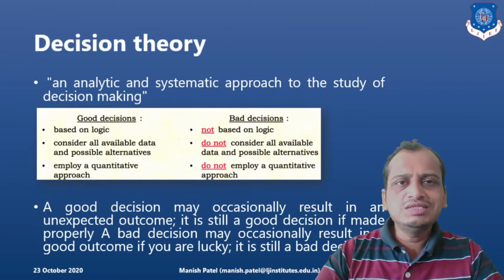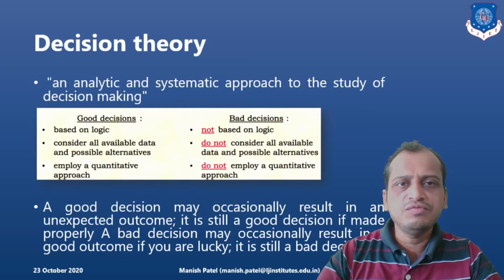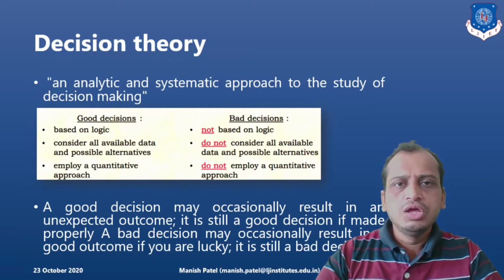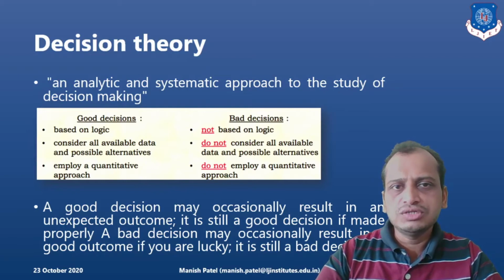So what is this decision theory? It is an analytical and systematic approach to solve the problem of decision making. You study decision making with the help of an analytical and systematic approach, right? Two cases are there: bad decisions and good decisions. Good decisions are based on logic. You have certain logic in them, right? Instead of going through a qualitative approach, it focuses on a quantitative approach.